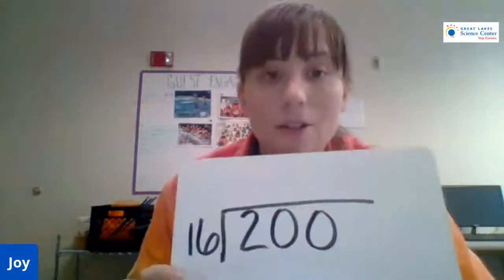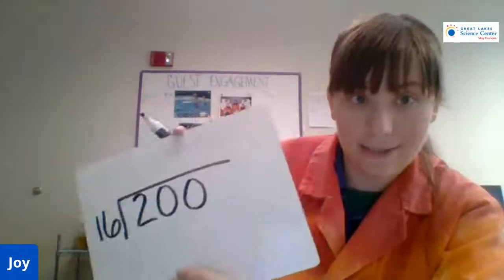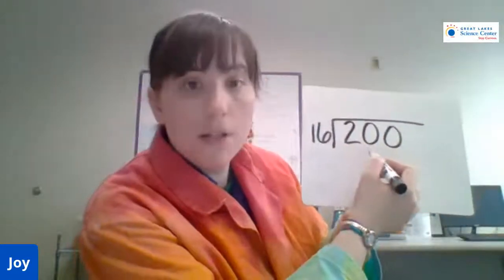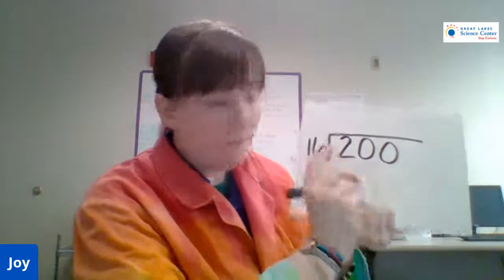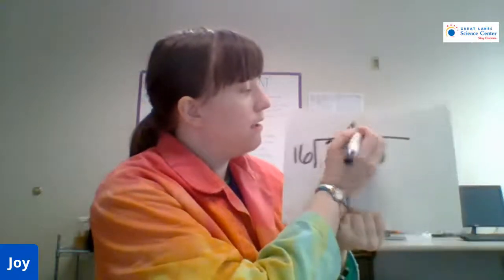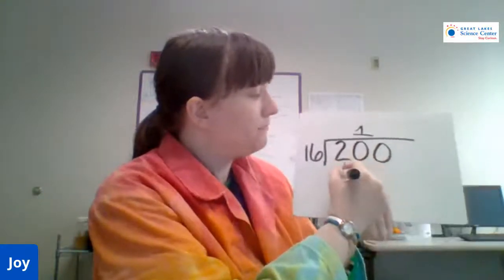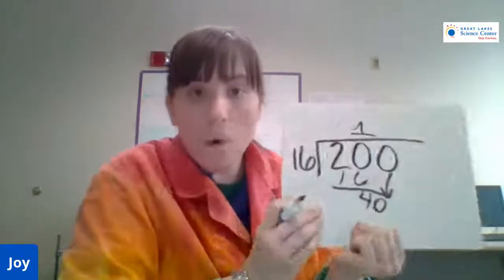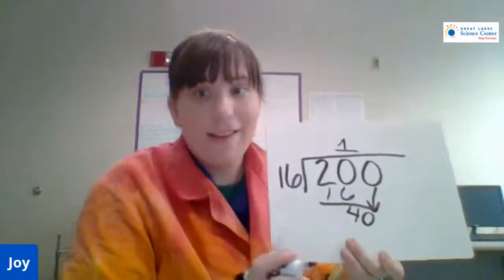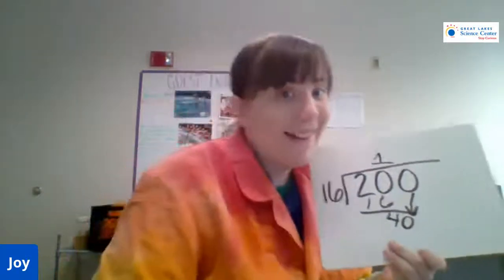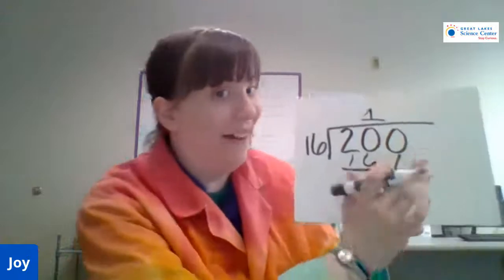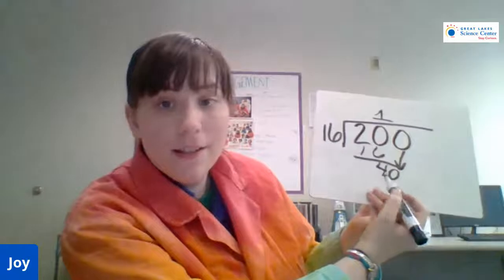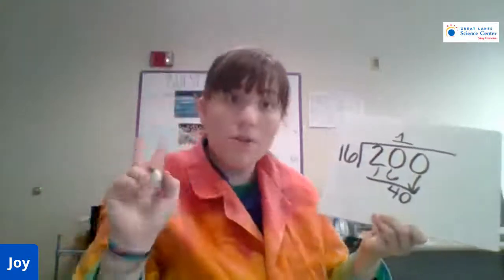Now I need to divide 200 by 16. So 16 goes into 20 one time. So you're going to put your 1 up here. And then subtract the 16. Bring the 0 down. And you have 40. Okay? I know, Nathan, it's crazy. It took me a really long time to figure this out. But, so 16 goes into 40 2 times.